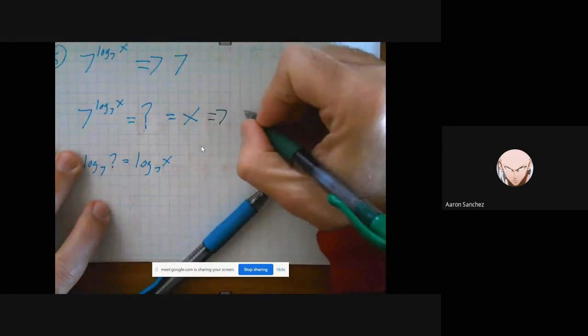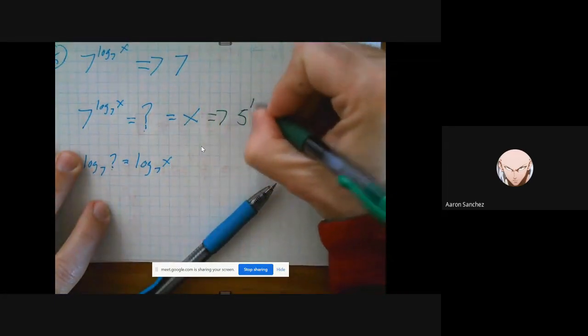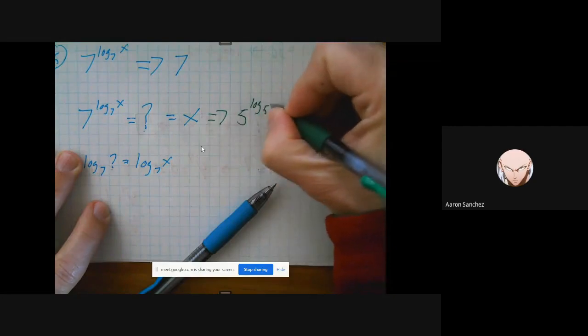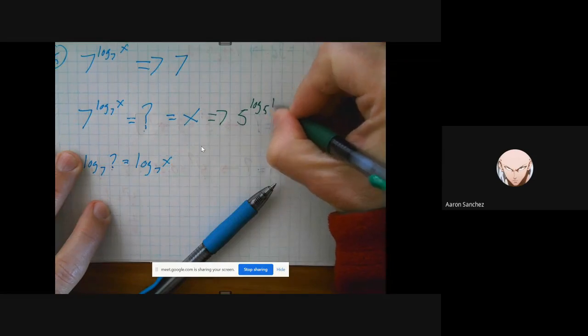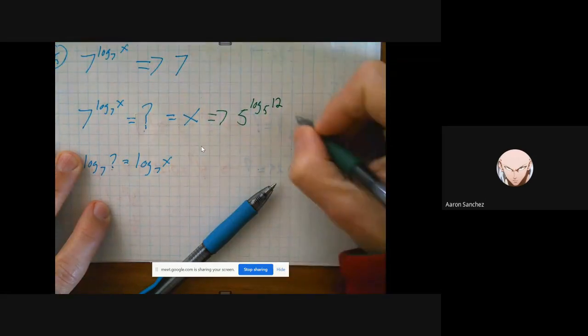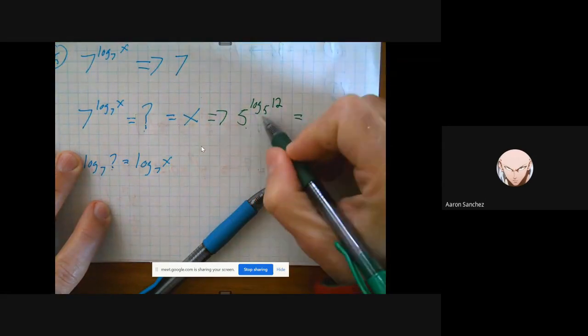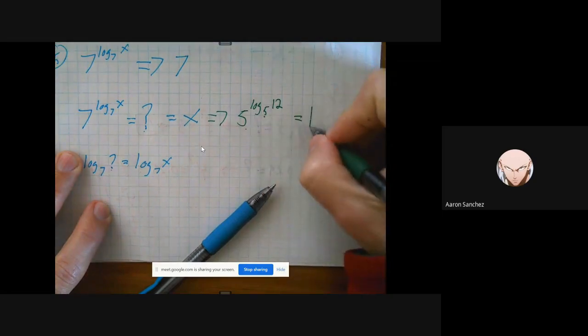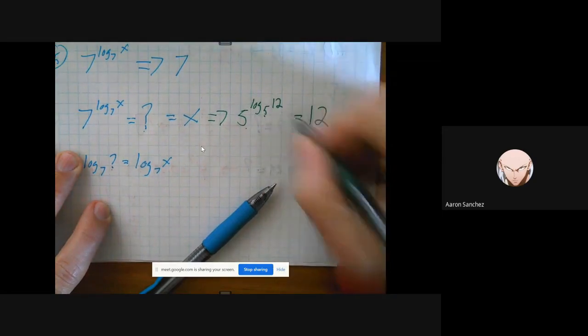If I have 5 to the log base 5, and then let's just put the number 12 there. Guess what this is equal to? Because this is 5 and this is log base 5, this is all going to be equal to this number here, which is 12.